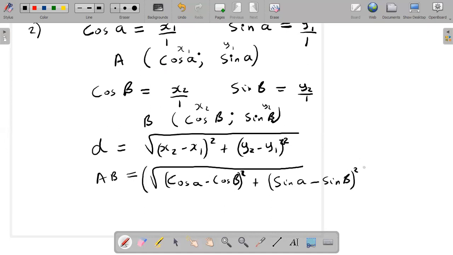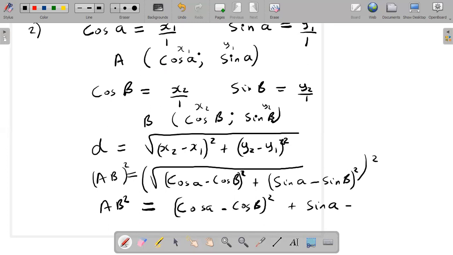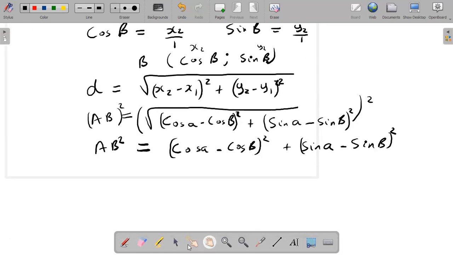We can actually square both sides to eliminate the square root. So we end up having AB squared is equal to cos alpha minus cos beta bracket squared plus sine alpha minus sine beta bracket squared, right? So this is what we have. However, we can actually expand this cos alpha minus cos beta bracket squared by inspection.